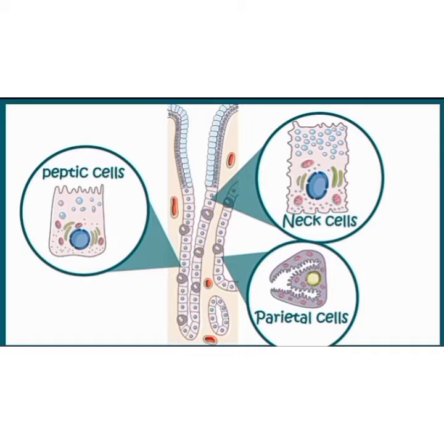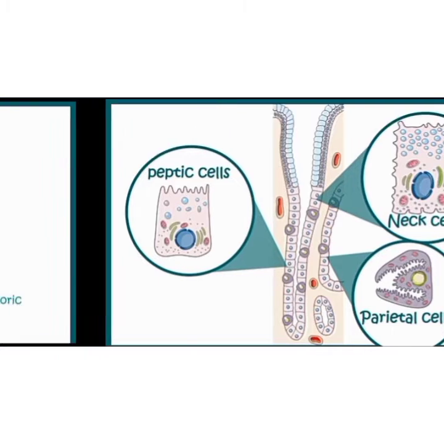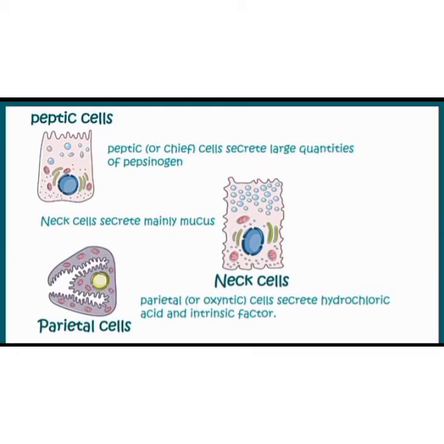There are three main types of cells in our GIT you can see here: neck cells, parietal cells, and peptic cells. We will discuss the function of these cells one by one. Number one, peptic cells. As the name represents, peptic cells secrete pepsinogen, and you know pepsinogen is for the digestion of proteins. Pepsin breaks proteins into amino acids so they can be easily digested and used by our body. Peptic cells are also known as chief cells.